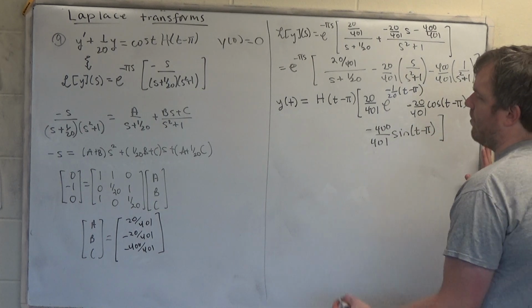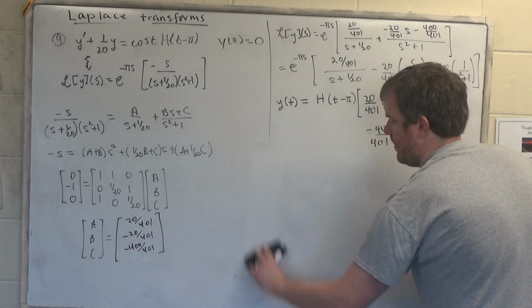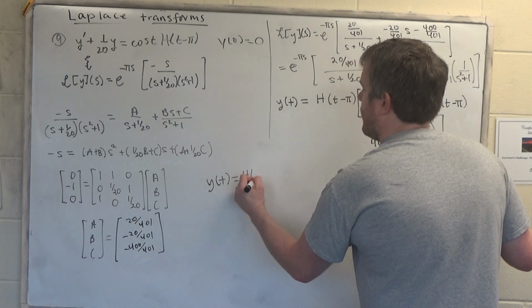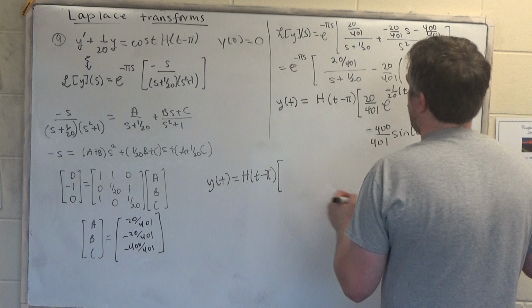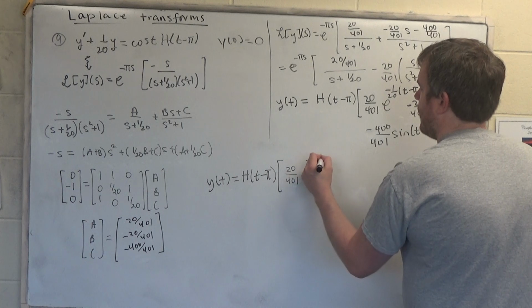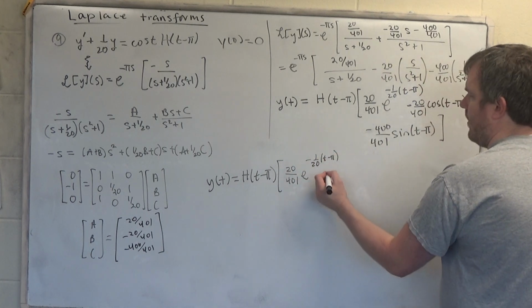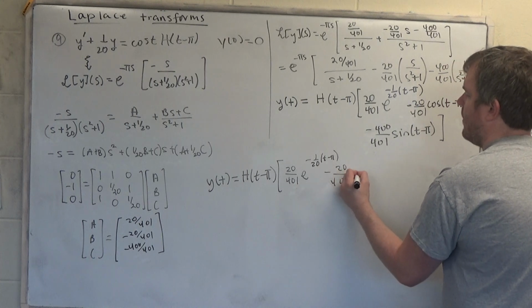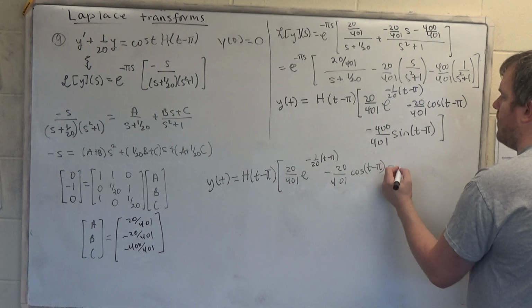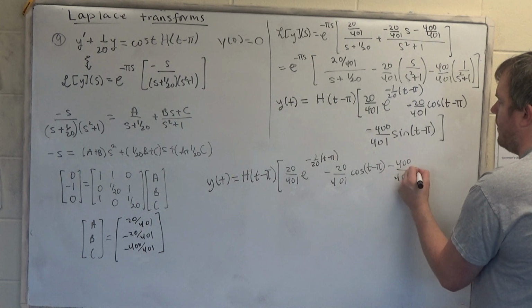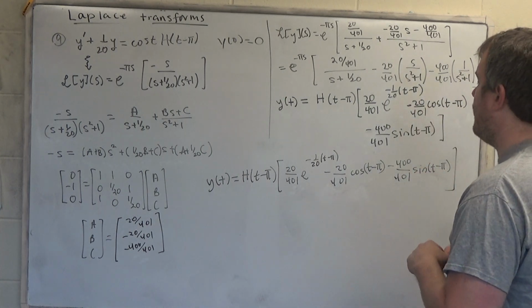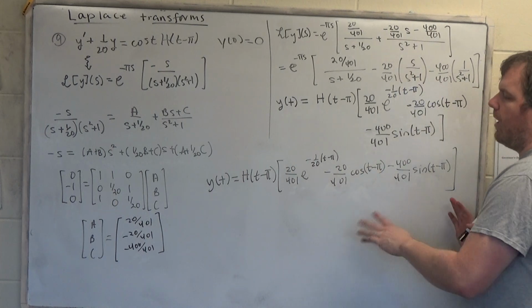So this is my solution. I'll try to write it maybe a little neater. Need more horizontal space. y of t is the Heaviside function of t minus pi times the quantity 20 over 401 e to the negative 1/20th t minus pi, minus 20 over 401 cosine of t minus pi, minus 400 over 401 sine of t minus pi. And that's it. So we could simplify here on the inside if we wanted, but don't bother. Just leave it like this.